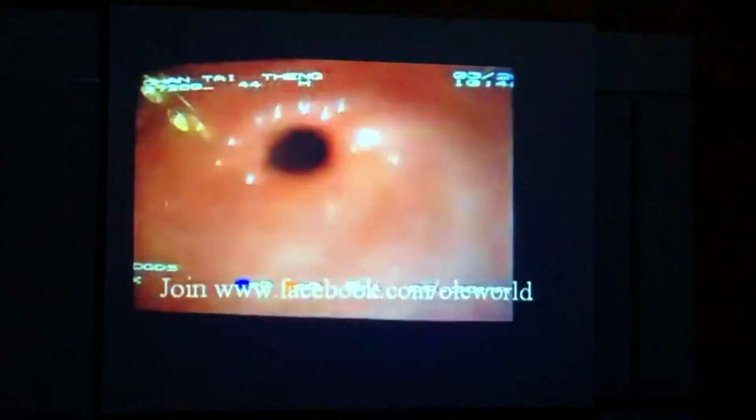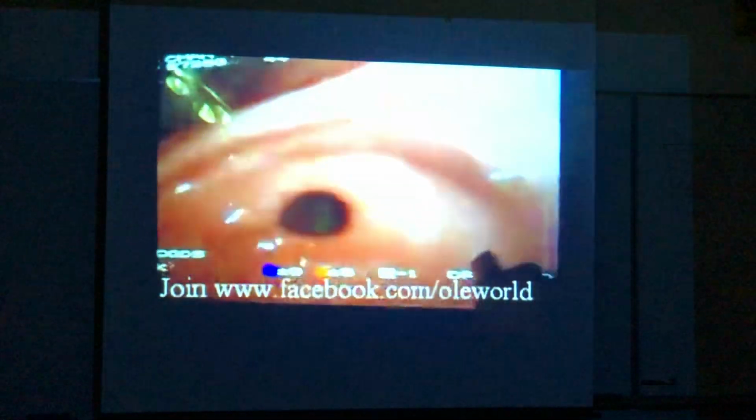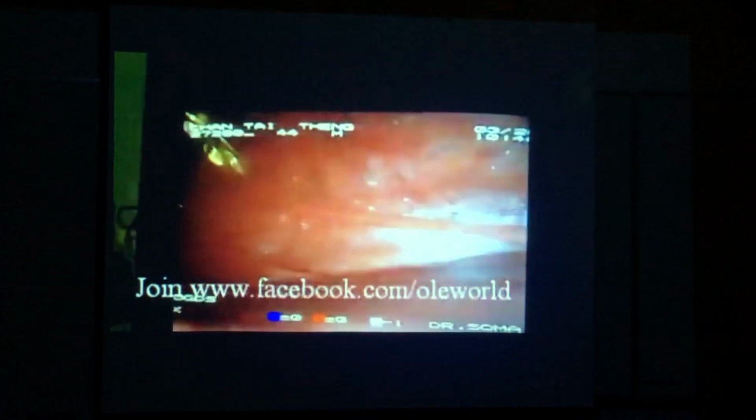Antral inflammation. This is the antrum of the stomach. This is the fundus of the stomach. Fundus looks normal. Empty stomach. Fundus appears to be normal. Yeah. You've got some patchy inflammation in the fundus.